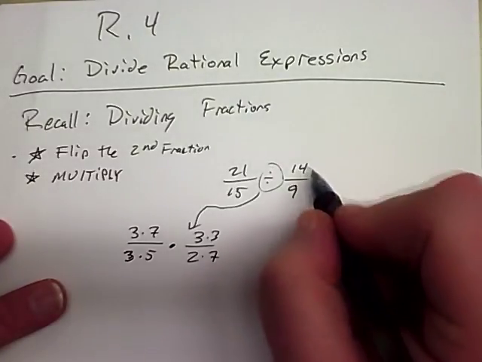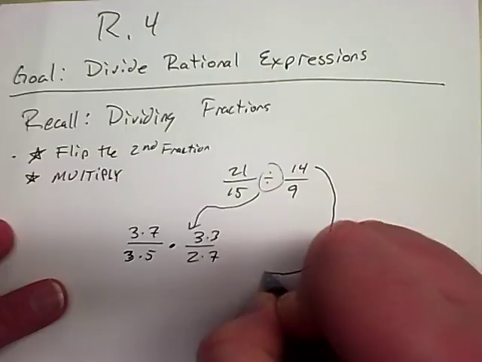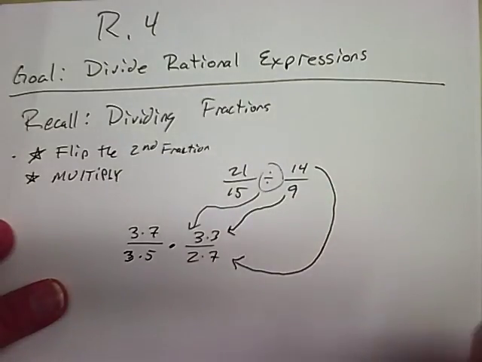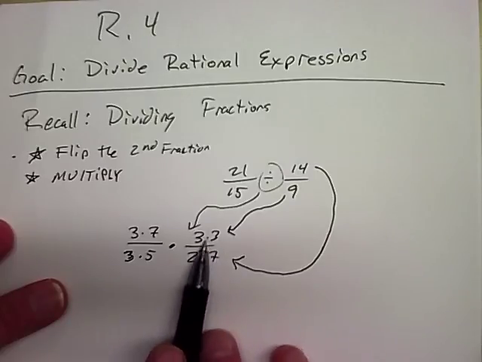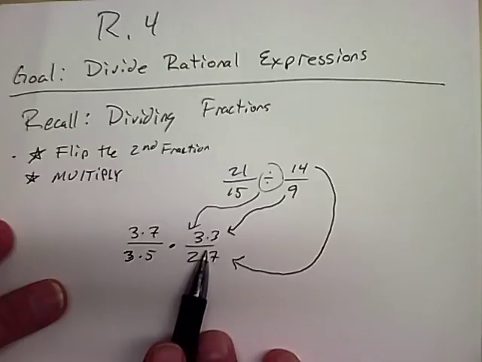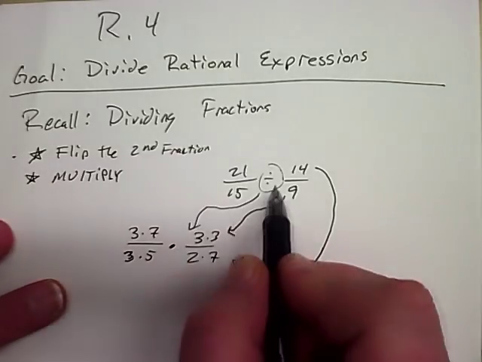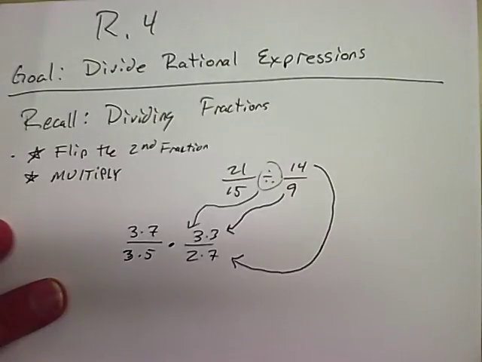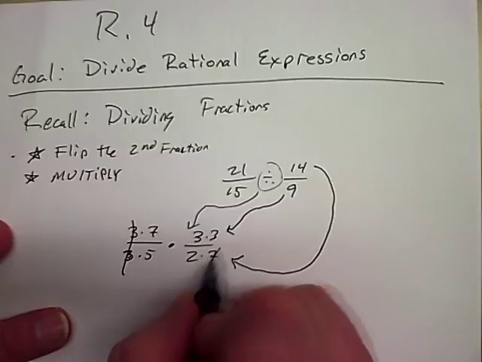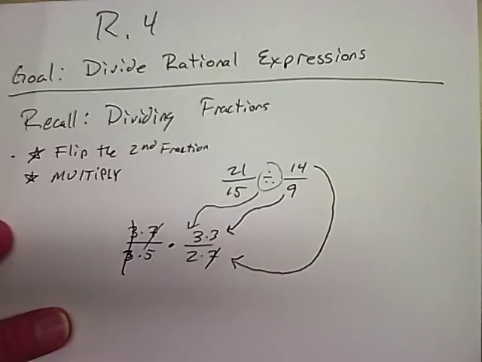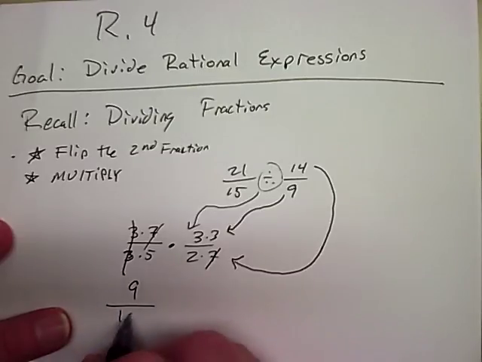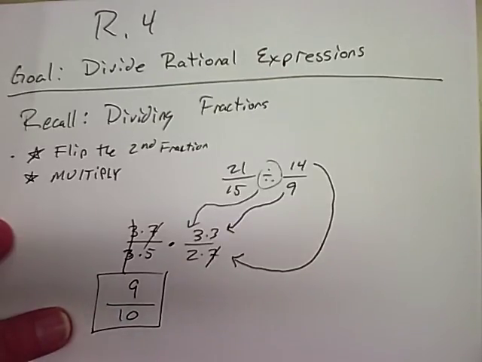So notice the 14 is on the bottom, and the 9 is on the top. So I flipped the second fraction. The first fraction stayed the same. I had to flip the second fraction, and then I switched it from division to multiplication. And now we're going to cancel everything that we can. Those 3's are gone. That 7 is going to cancel with that 7. And it looks like I have 3 times 3, which is 9, over 5 times 2, which is 10. And we're good.